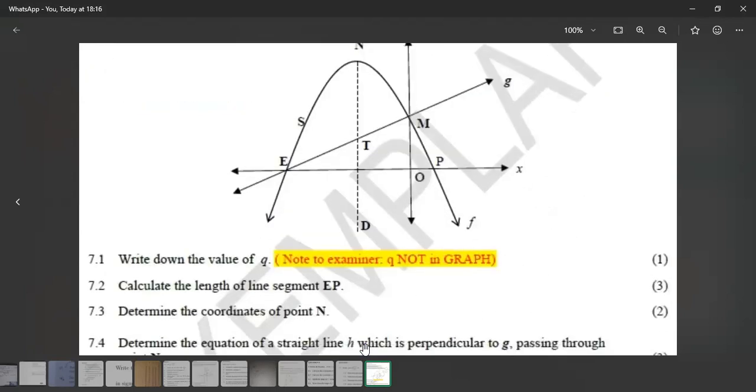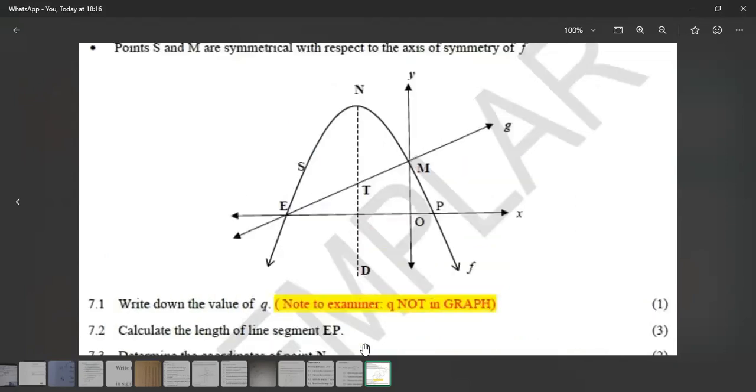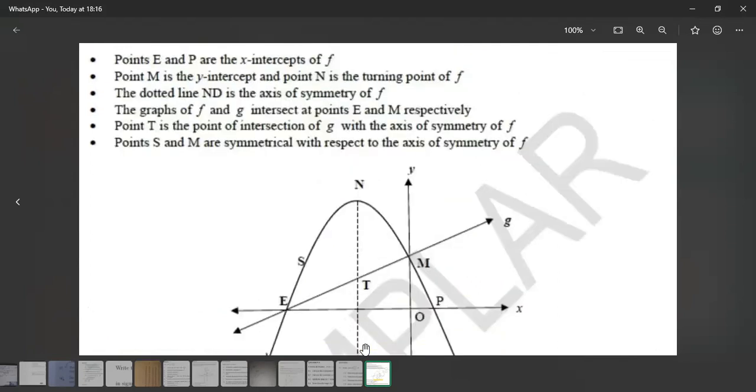Then the next question says, calculate the length of line segment EP. So if you give EP a good look, you understand it's a horizontal length. And every time you must calculate the horizontal distance, you have to consider the x values only. So you say the bigger x value, which is at P, minus the smaller x value, which is at E. But if you understand the situation, you know that we don't know the coordinates of E as well as P. So we need to start by finding them.